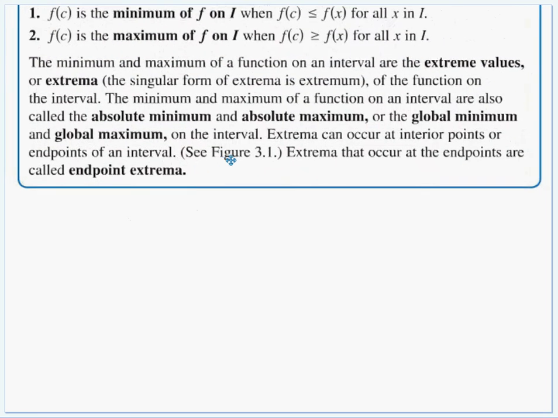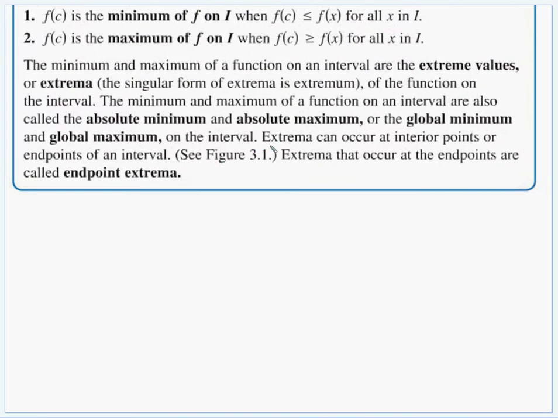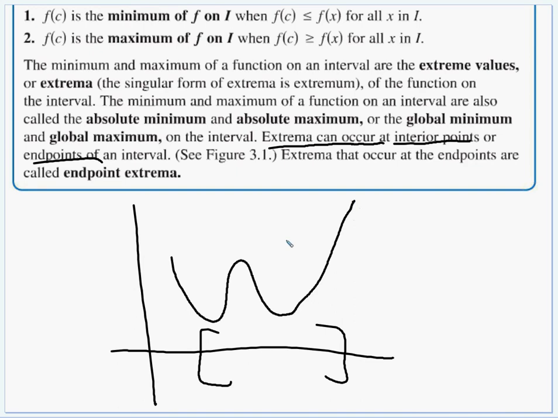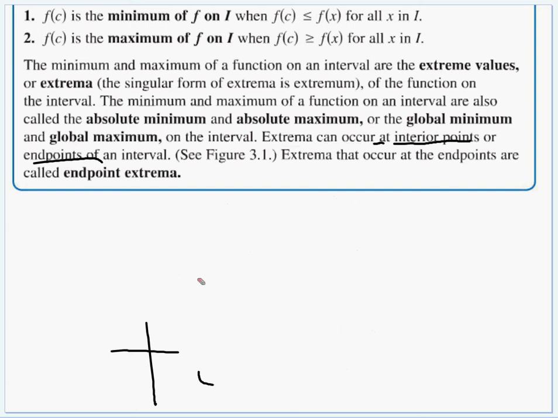Also notice here it says extrema can occur on the interior points or at the end points. Let's say again we have an interval like this, and let's say we have a little peak here, but then it goes up like this. You might think this is the maximum value on the interval, but if we check our endpoint, our max might be way up here. So when we're doing these checks, don't forget to check your endpoints. The min or the max may occur at an endpoint.